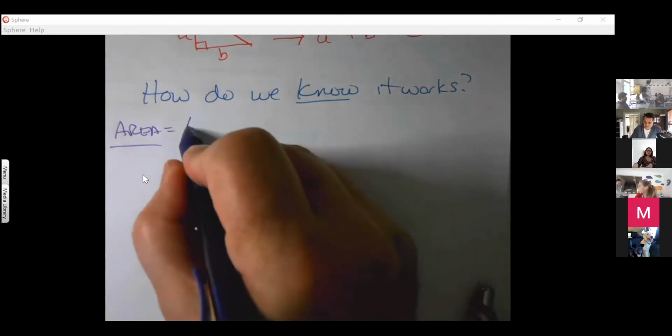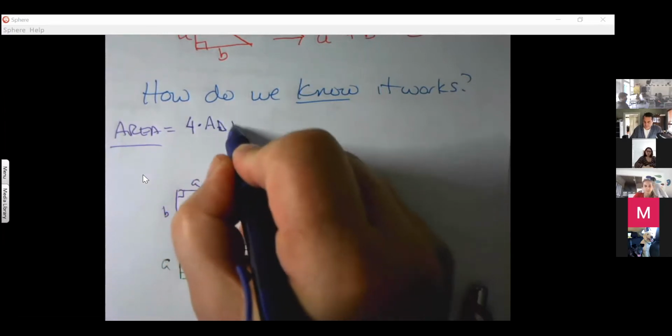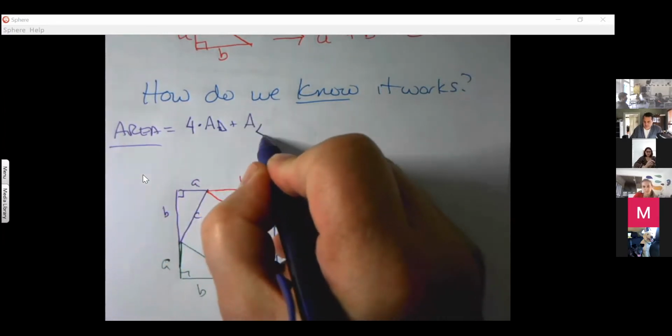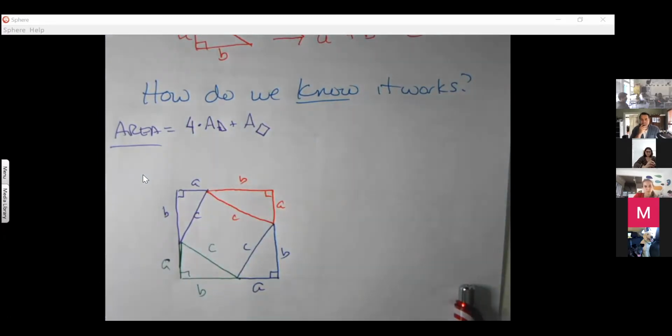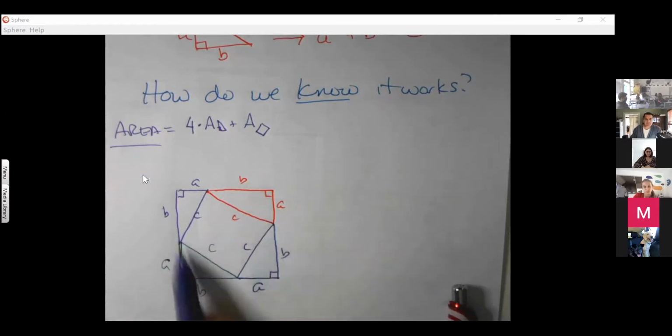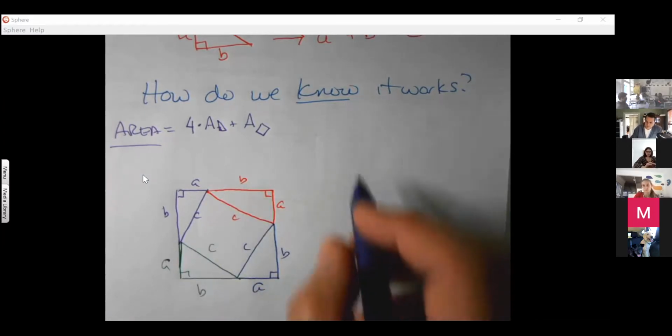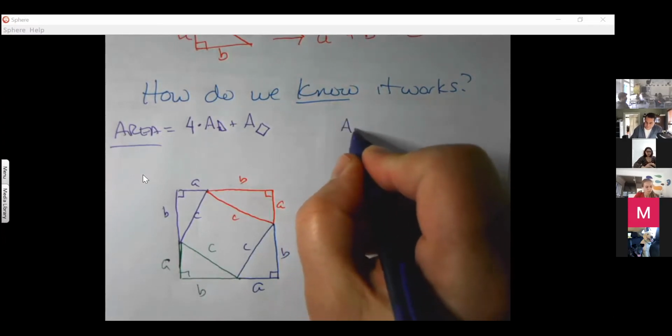So in other words, I'm going to say that it's 4 times the area of these little triangles plus the area of this little center looking thing. Can we agree that if I added up all 5 of those parts, that would be the area of the whole shape? Okay, so how do I find the area of a triangle?